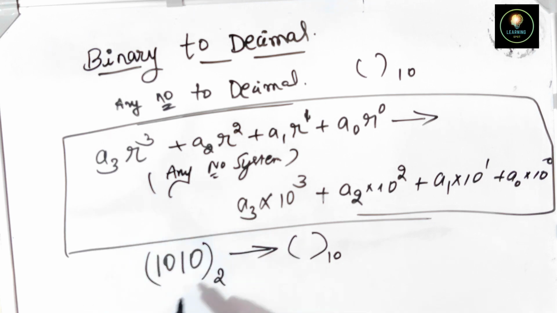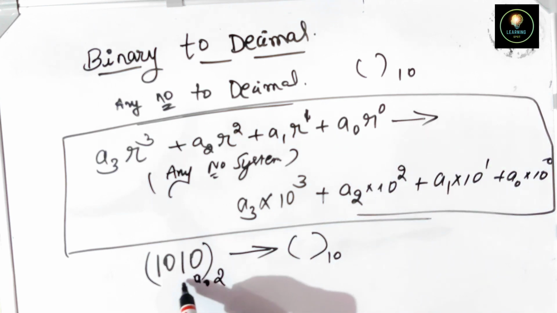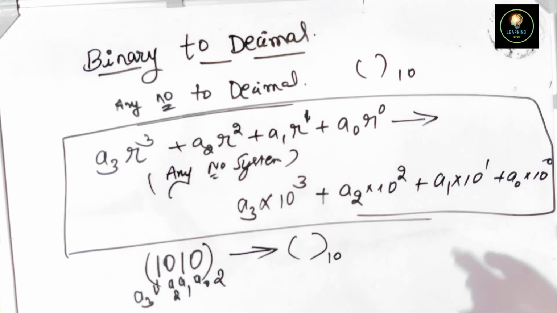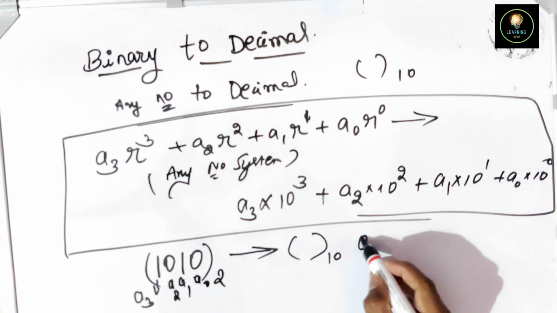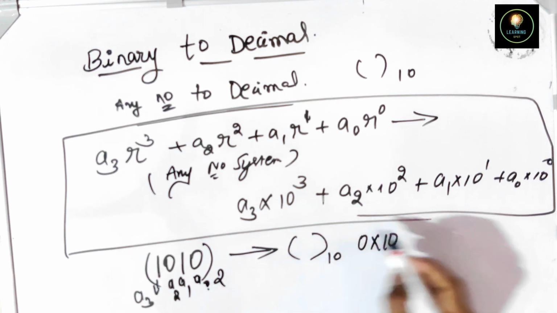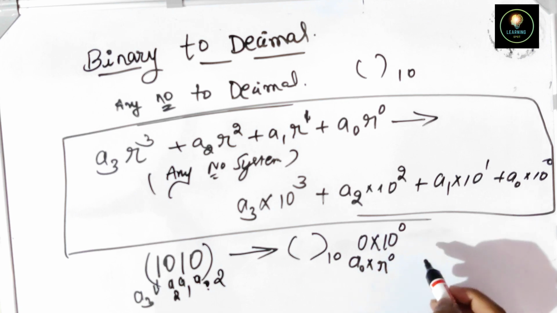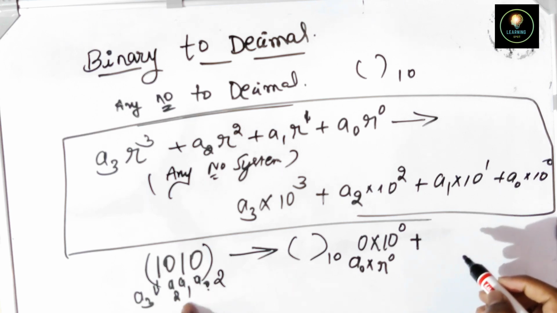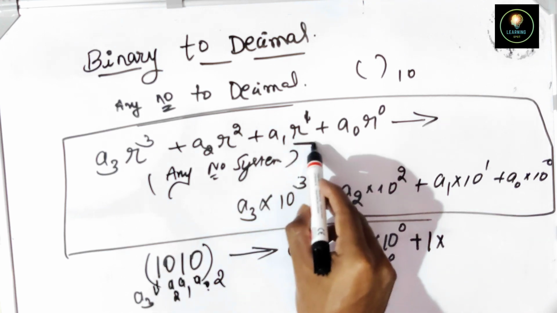In the general formula you can see here, 0 is a0, 1 is a1, 0 is a2, and this number 1 is a3. So we will write it as it is. So 0 into 10 to the power of 0 is nothing but 0. So this is a0 into r0 plus a1. What is the value of a1 here? The a1 value is 1, 1 into r1. What is the value of r1?